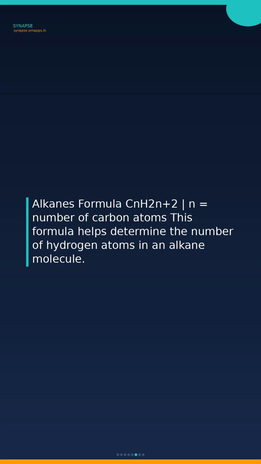Now, let's solve a typical ICSE exam question. Q. Write the structural formula of ethane. Ans. Ethane has 2 carbon atoms. Each carbon is bonded to 3 hydrogen atoms, forming a single bond between the carbons. The formula is CH3CH3.